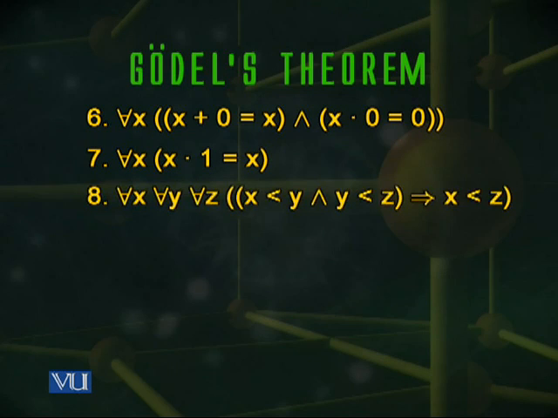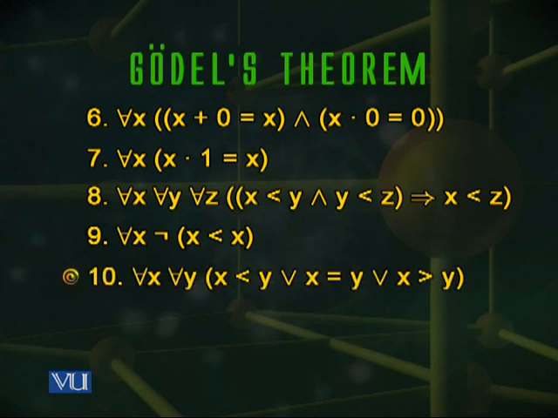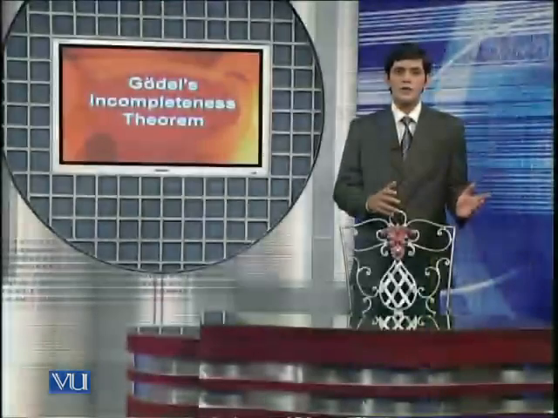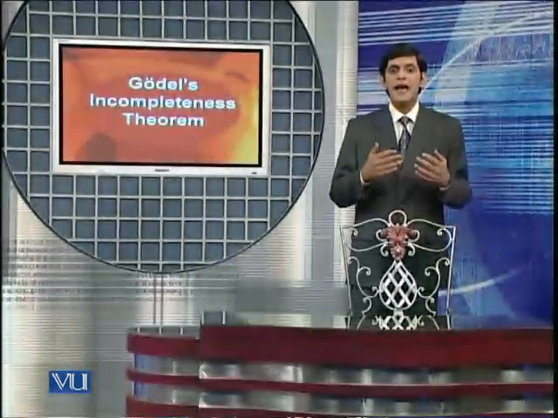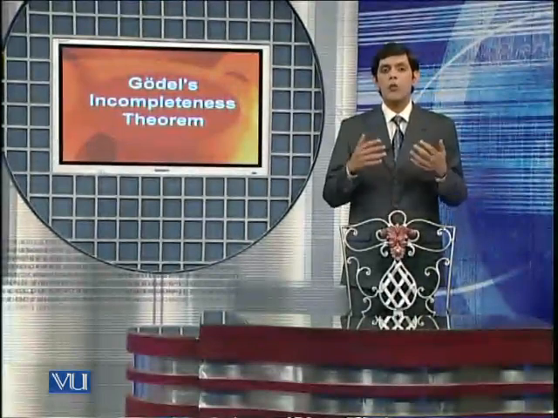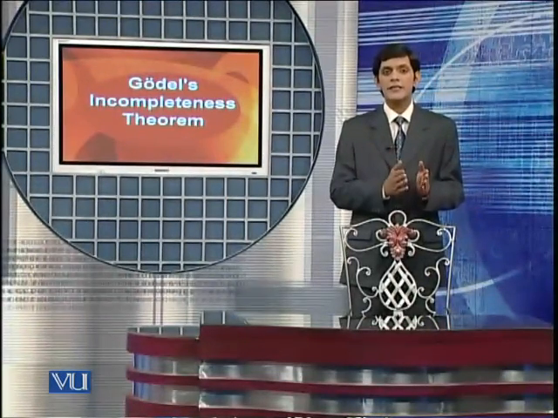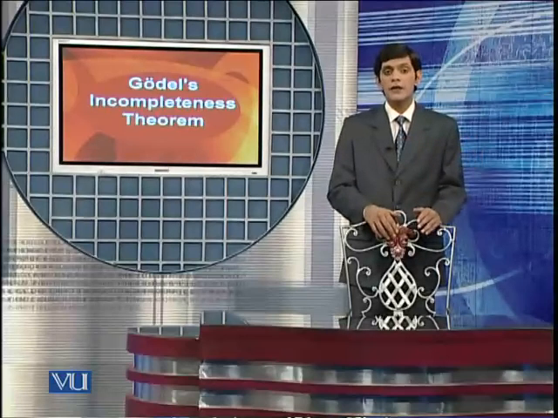The third one says that the operator less than is actually transitive. x is less than y and y is less than z implies that x is less than z. The ninth axiom says that no number is strictly less than itself. The 10th axiom says that if you have two numbers x and y, then x is less than y, or x is equal to y, or x is greater than y. This is called the law of trichotomy. If you give me two numbers, then I have three alternatives and only one of them happens. The first alternative is that the first number is smaller than the second one.